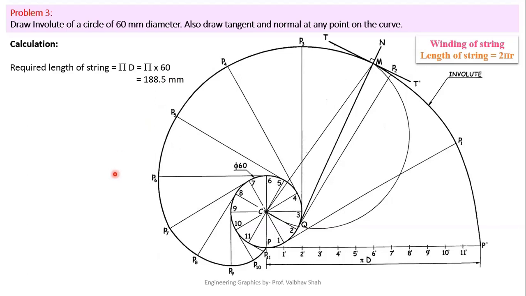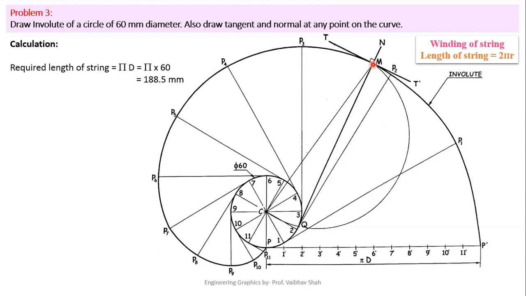Now let us see how to draw tangent and normal. So in this case, it is said that you have to draw tangent and normal at any point. So let us suppose in this example, we have selected this point M here. So this is the point we have selected between point P2 and P3. And we have to draw tangent and normal at this point M.